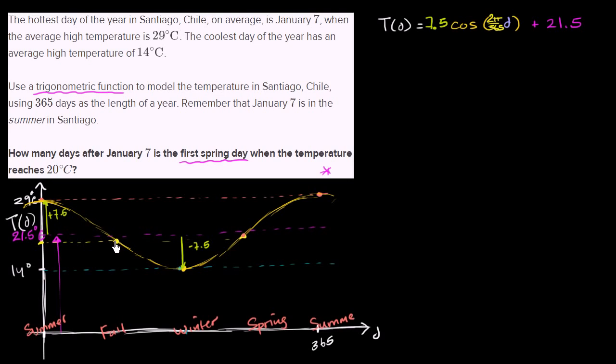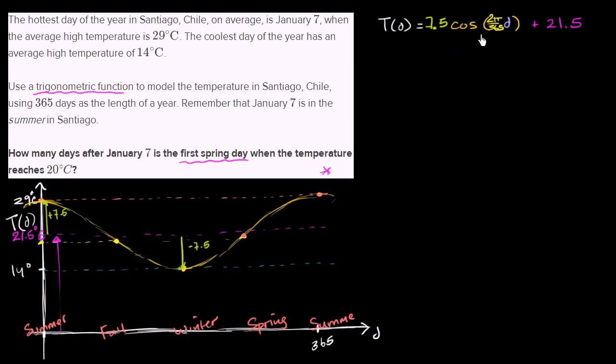This one will be the day in fall when the average high temperature is 20 degrees Celsius. This is the first day of spring where the average high temperature is 20 degrees Celsius. The first spring day, oh, I guess it's not necessarily the first day of spring, it's the first spring day when the temperature reaches 20 degrees Celsius. So this is happening in the spring right over here. So this is the value that we want.